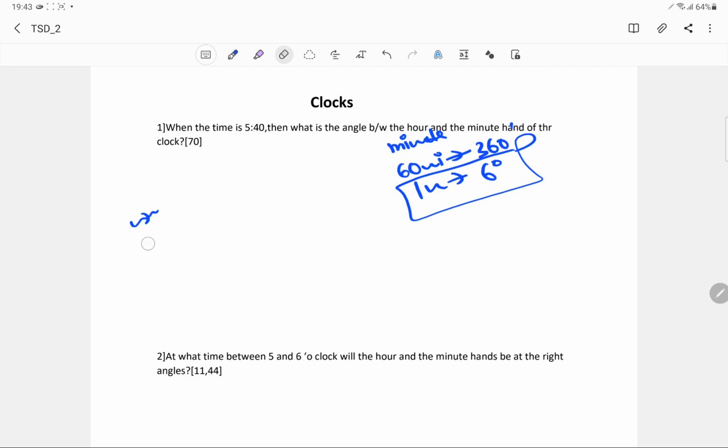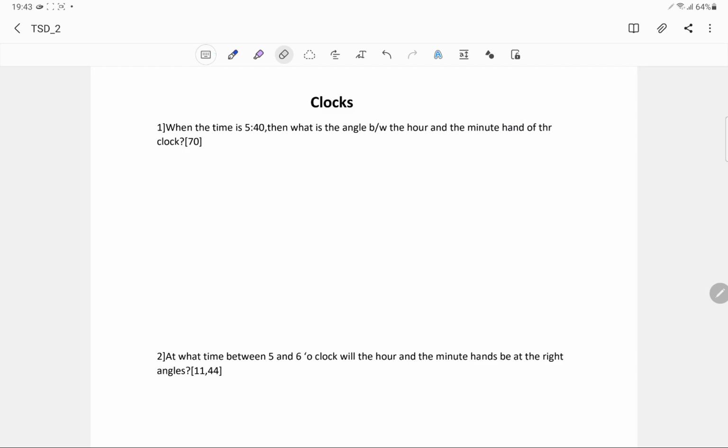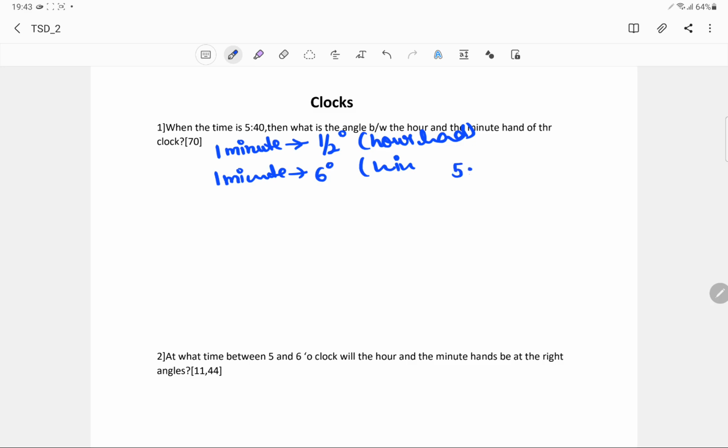Okay, so what we could conclude is that in 1 minute the hour hand is moving half a degree, and the minute hand is actually moving 6 degrees. Okay, so now if we are given the time, say 5:40, or a general time, say A:B, we have to find the angle.